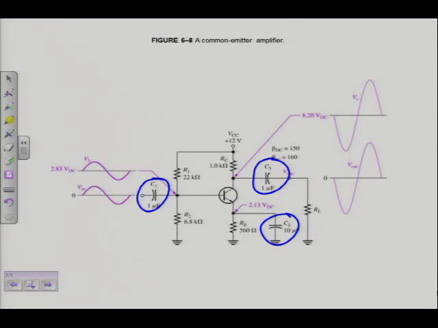I'm confusing you totally. You're not even saying anything. Of course, it's the opposite. Capacitor blocks DC, and it acts as a short for AC.